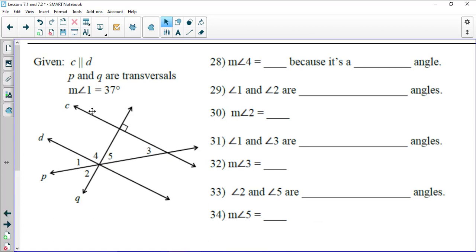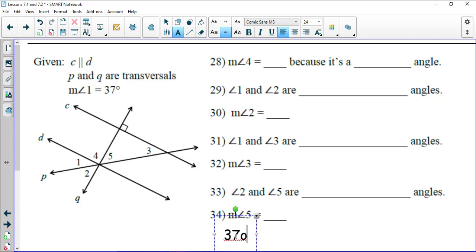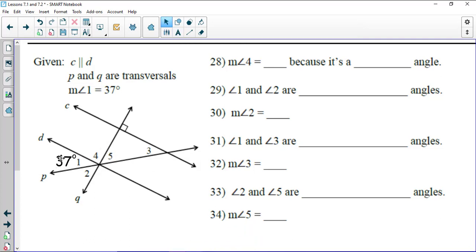So we're given that line C is parallel to line D. P and Q are transversals, so we actually have 2 transversals here. And we are also given that the measure of angle 1 is 37 degrees. So we'll go ahead and put that in the picture. I think that's really helpful for us to do. So the measure of angle 1 is 37 degrees.